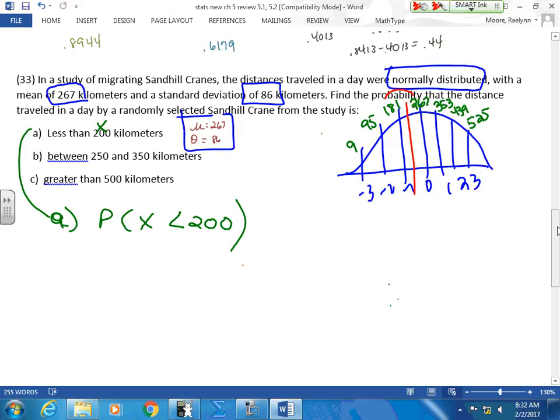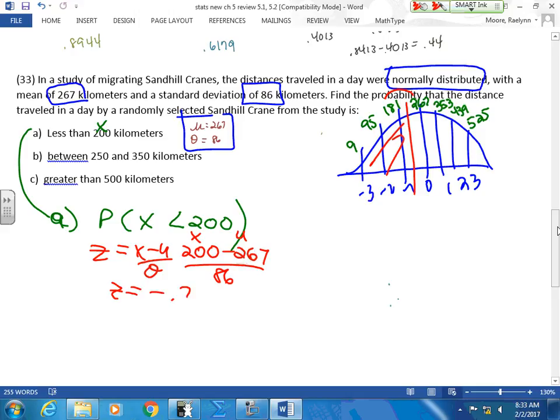I draw a line somewhere, and which way do I shade? Left. Is that area going to be less than 50% or more than 50%? Less than. Is that z-score going to be positive or negative? Negative. So when I use my z-score formula, I need to subtract the smaller minus the larger. X minus the mean. And I need to make sure I find the z-score somewhere between 0 and negative 1. And sure enough, my z-score comes out to be negative 0.78.